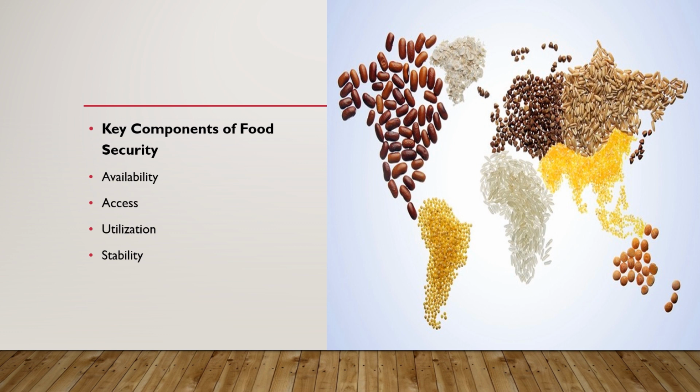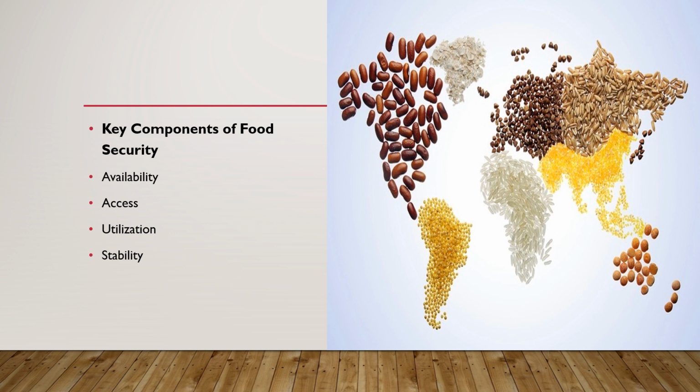Now, the key components of food security are availability, access, utilization, and stability. Now, availability. Availability relates to the supply of food. It means that people have enough food of appropriate quality available on a consistent basis. And factors include food production, stock levels, and trade capacities. So these are the factors that affect food availability.